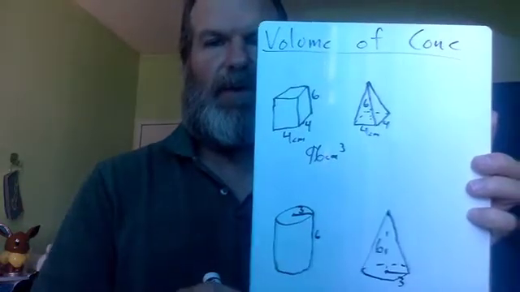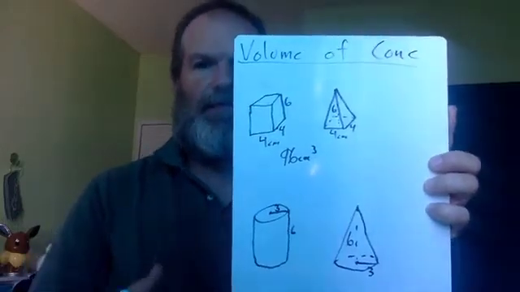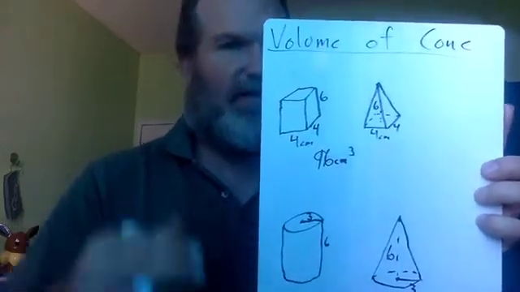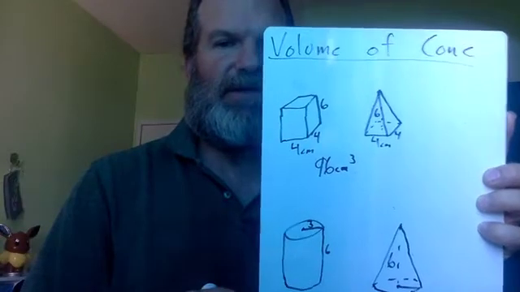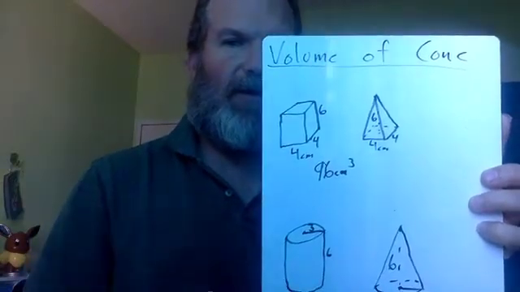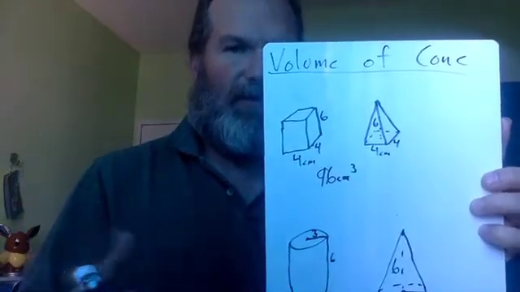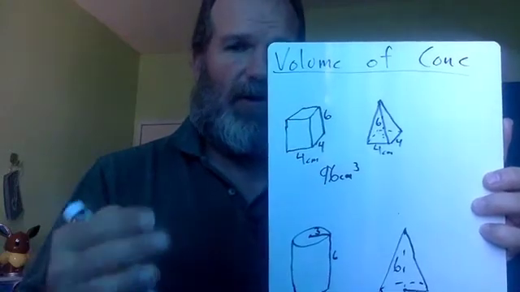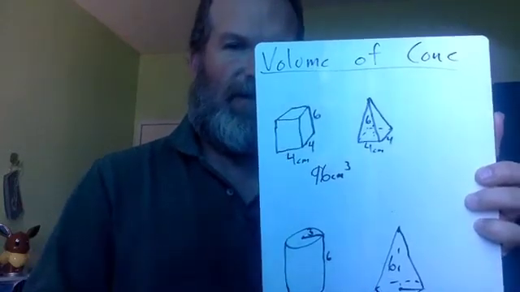How about the pyramid? Well, it's the same base. The base has an area of 16, same height. 16 times 6 is 96. But remember, it's 1/3 of that number. The pyramid is 1/3 of a rectangular prism with the same dimensions. So this is 96 divided by 3, which is equal to 32 centimeters cubed.